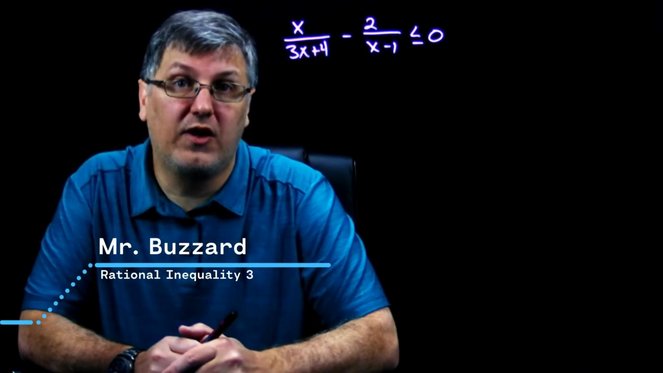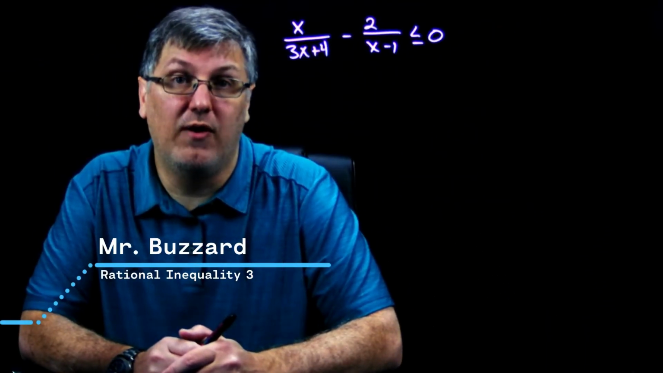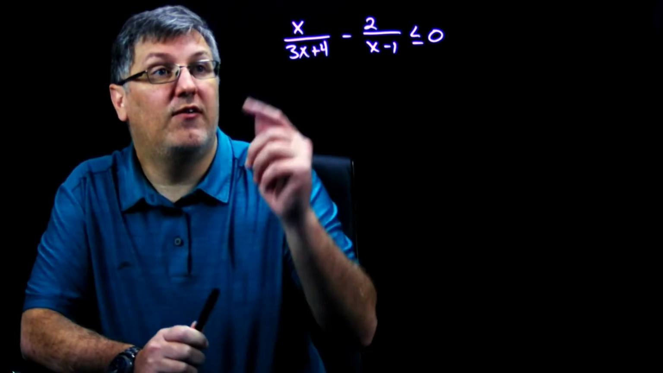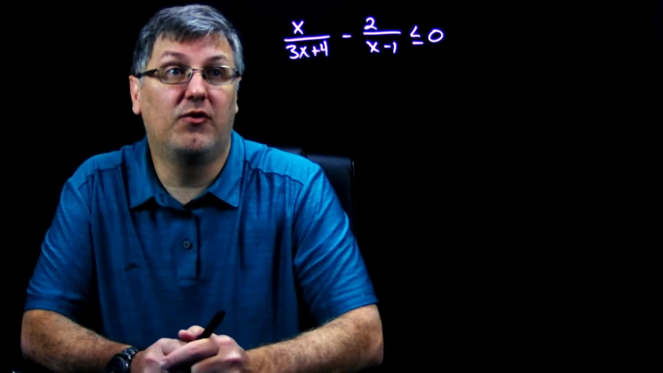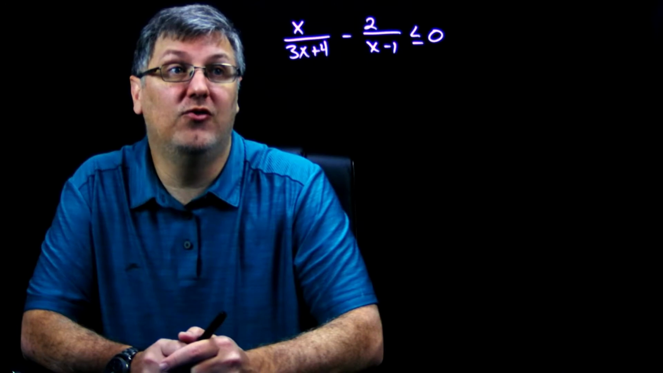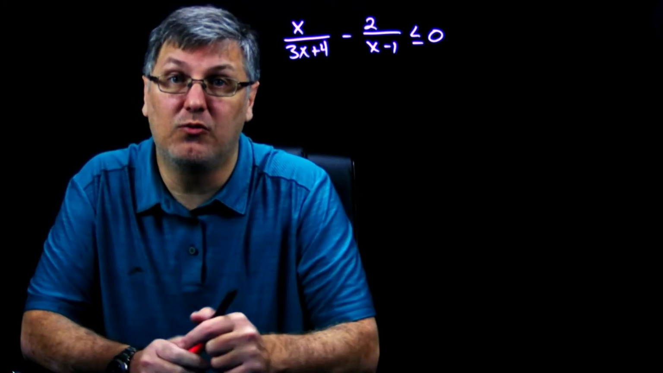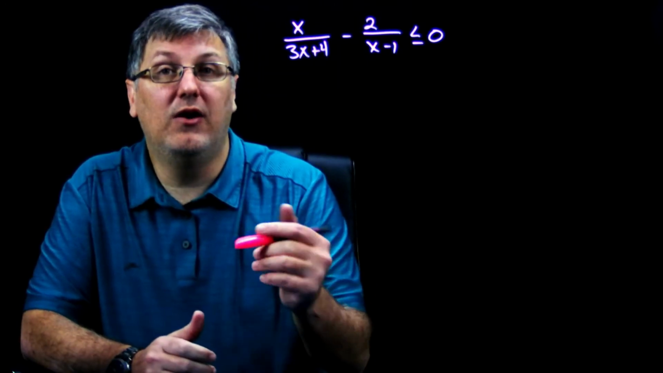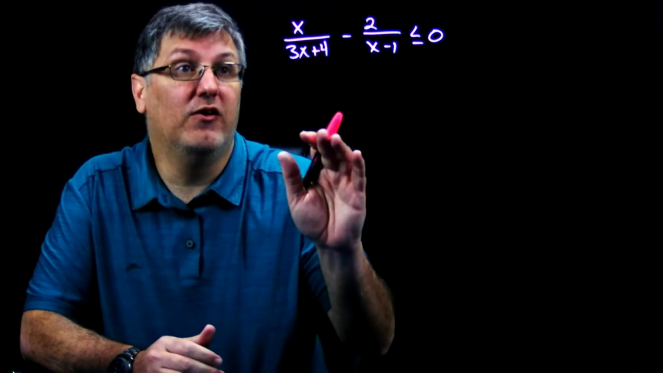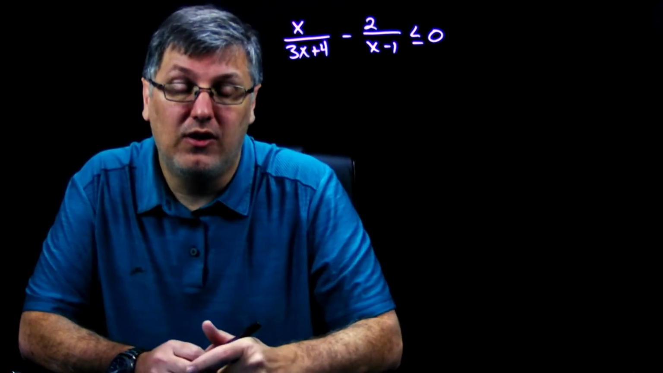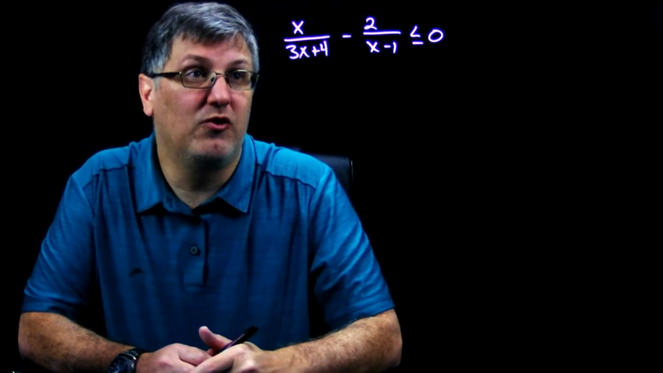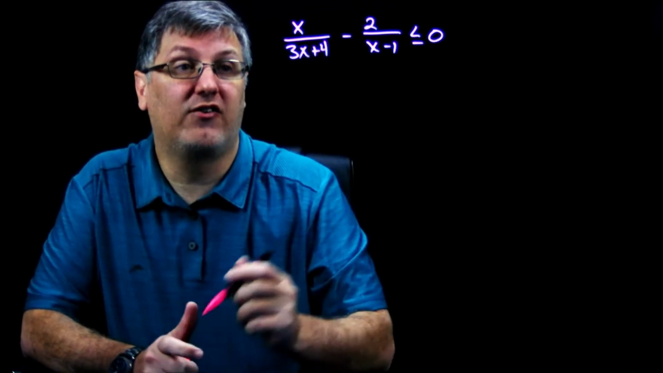All right, so let's look at a third example of how to solve a rational inequality. So I have the rational inequality here, x over 3x plus 4 minus 2 over x minus 1 is less than or equal to 0. So what we need to do for this right off the bat is write this as a single rational function. So we want to subtract these fractions.